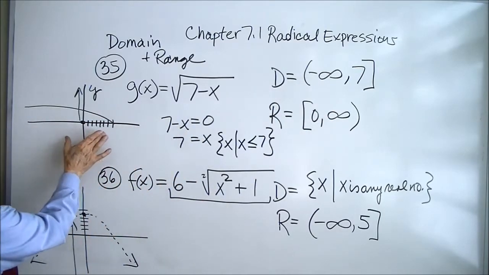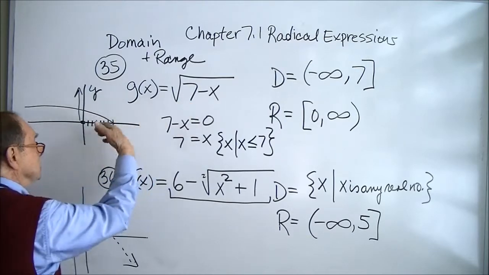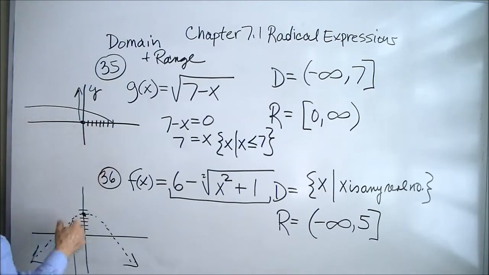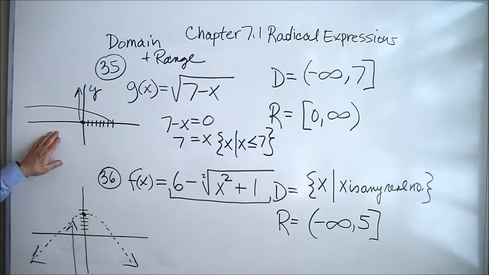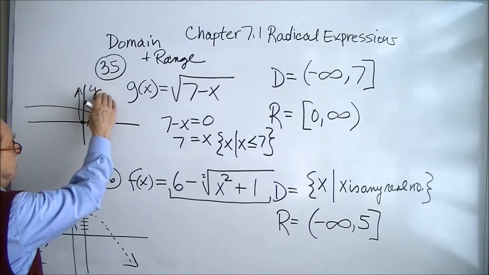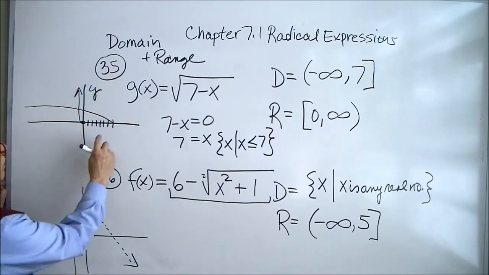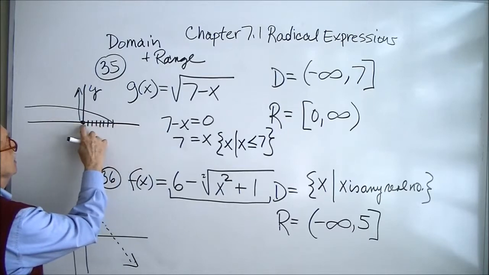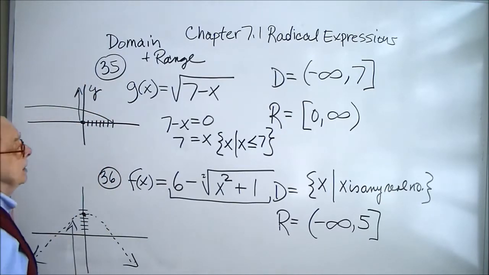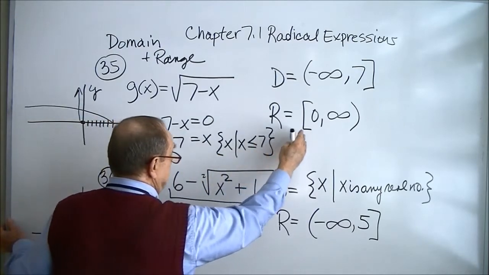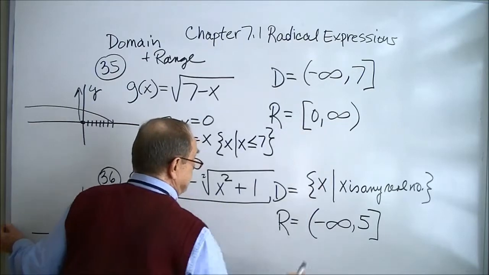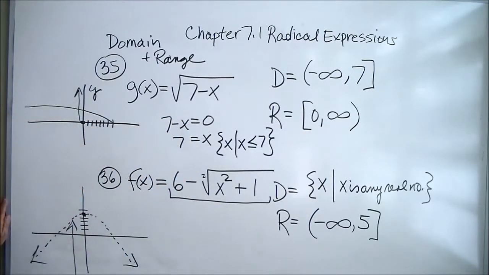Now if I take this expression and put it into my graphing calculator, I end up with a graph that looks like what I have here. So where does the y value start here? Well, it starts here at 0 and goes on to infinity. So our range is from 0, and 0 is included, and it goes to positive infinity.